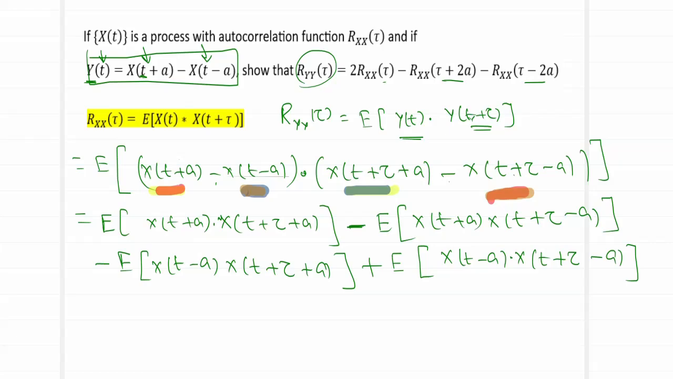Now we will have to compare it with the formula of autocorrelation. You have x here and we have x here. We have x here, we have x here. There is going to be t, there is going to be t plus tau.